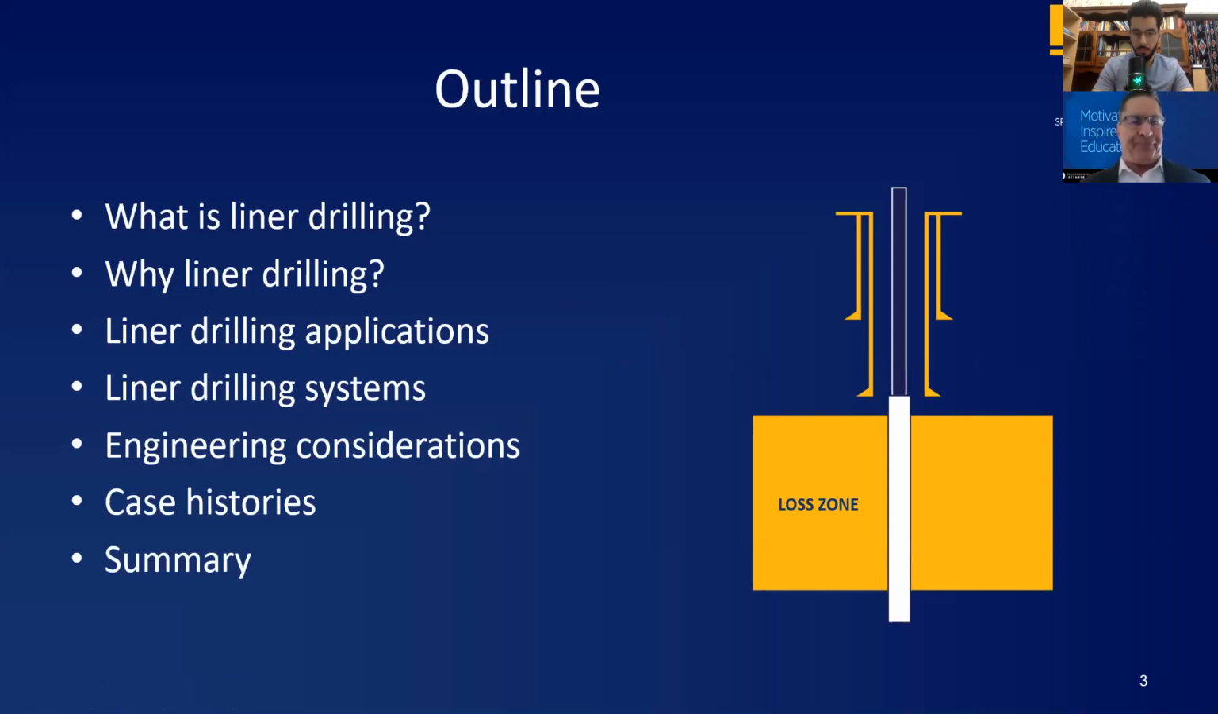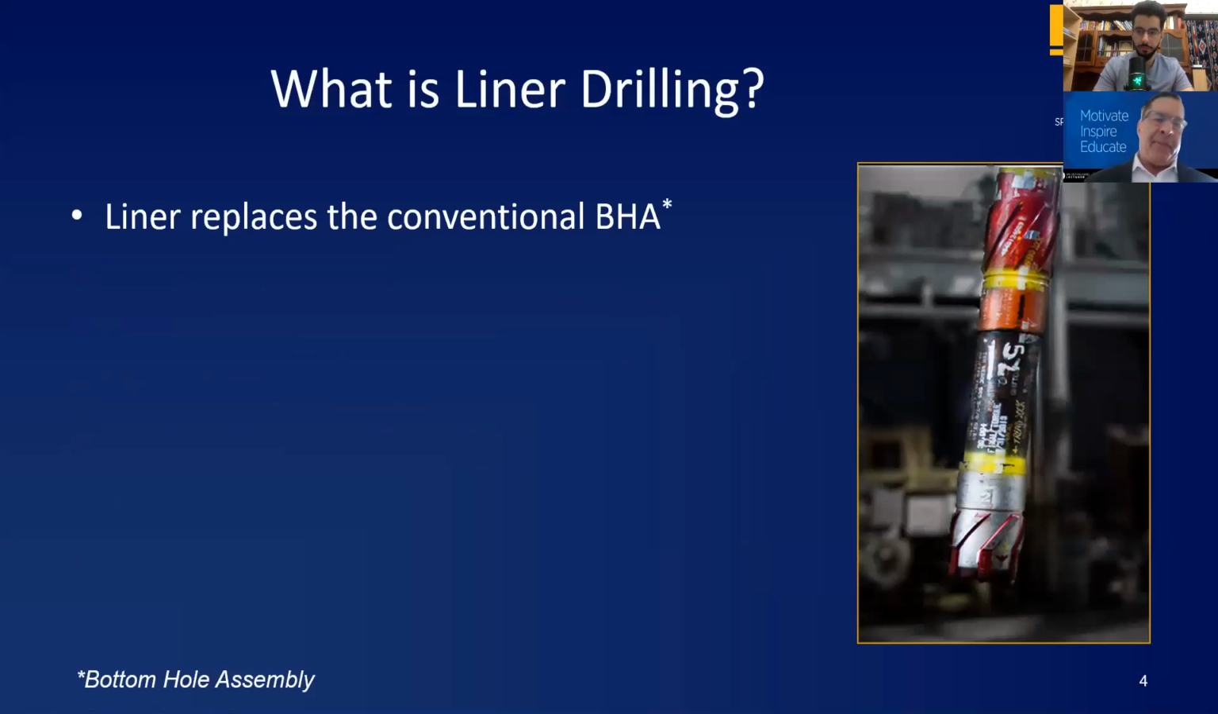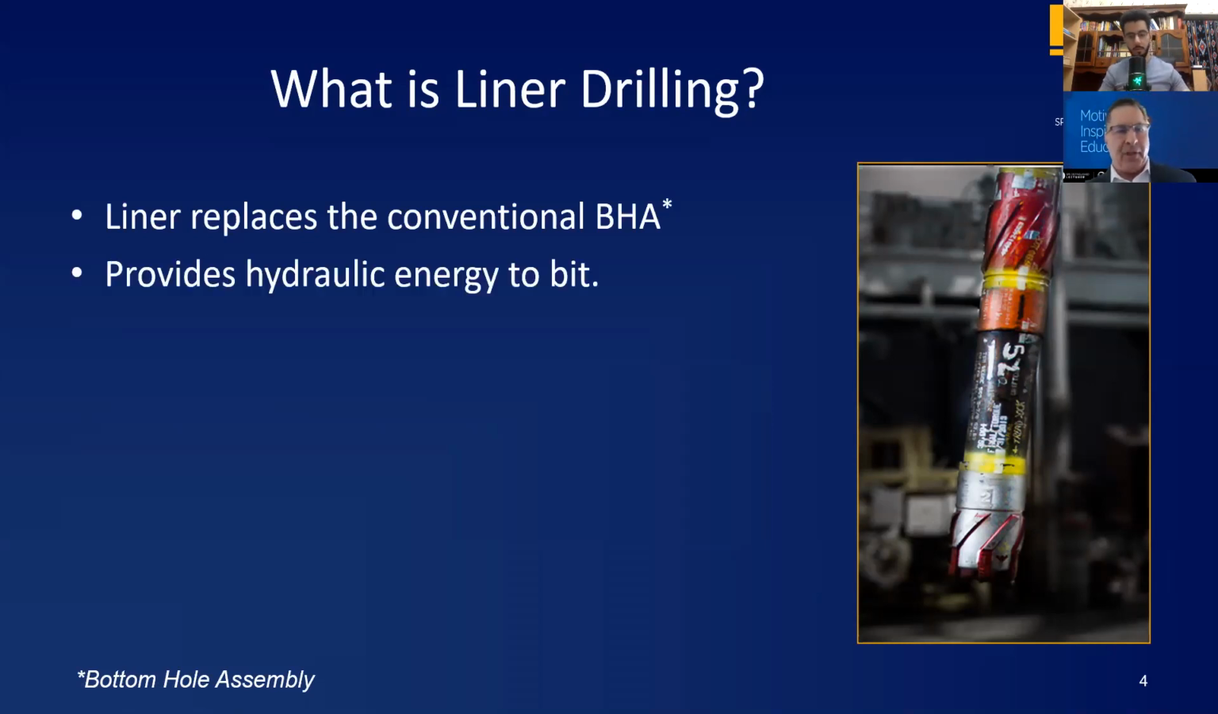And we'll summarize. First of all, what is liner drilling? The liner replaces the conventional BHA. You can see in this picture on the right, you've got a drillable casing bit on the bottom, pup joint, near bit stabilizer. Basically, the liner is the BHA. You provide stabilization as needed to hold your trajectory, or in case of a retrievable system, to steer the well in a certain direction. You'll have centralizers on the BHA for cement job, just as you would in a conventional casing installation. The liner provides the hydraulic energy to the bit, just like drill pipe, drill collars, stabilizers.